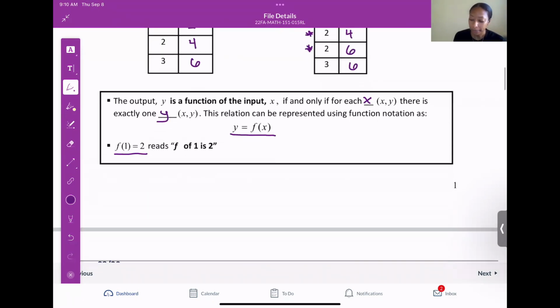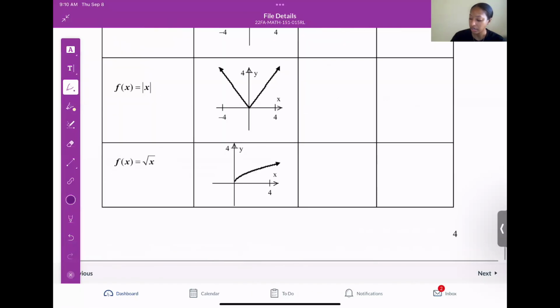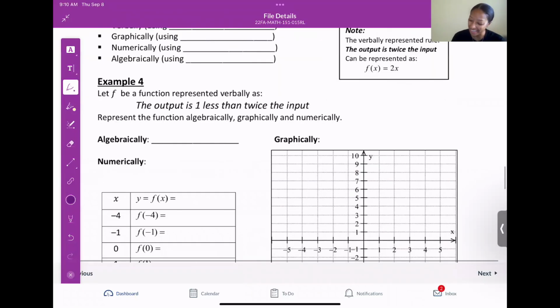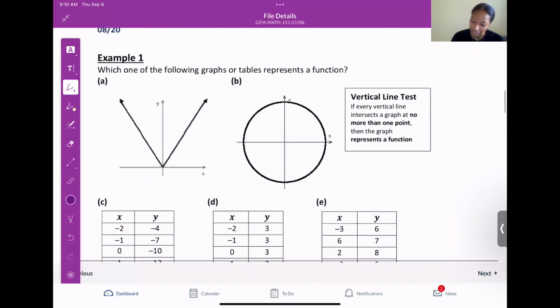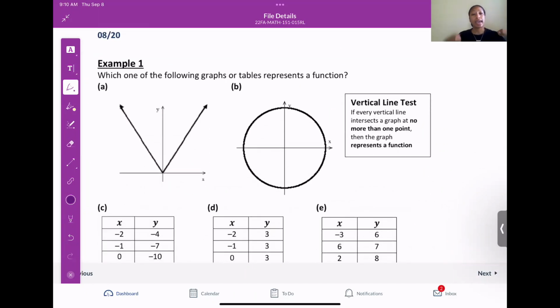All right, one page down, just so you guys know where we're going with this. We have like 4 pages on here. So one page down, 2 more pages to go. All right, next we're going to look at graphical and table examples where we're asked to determine whether or not the graphs and tables represent a function.